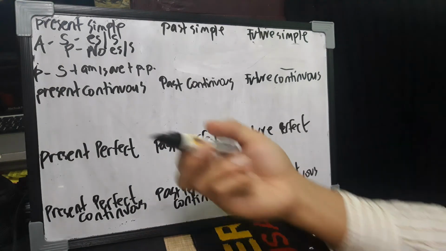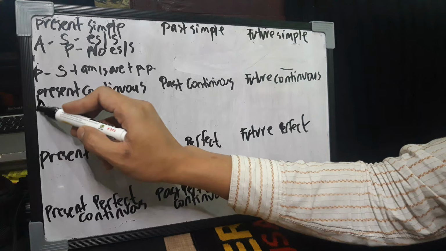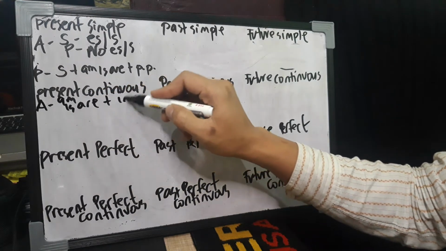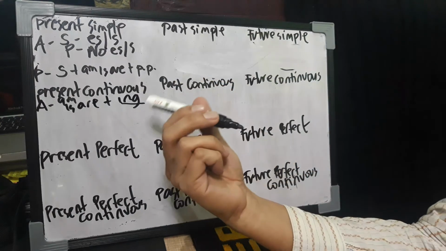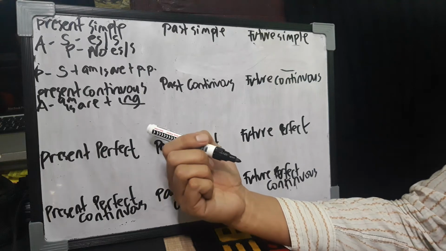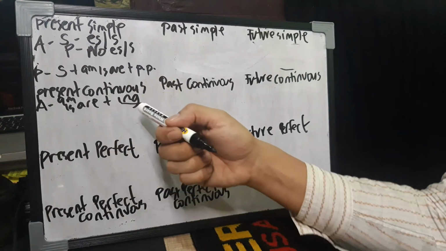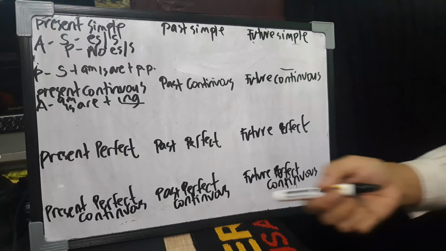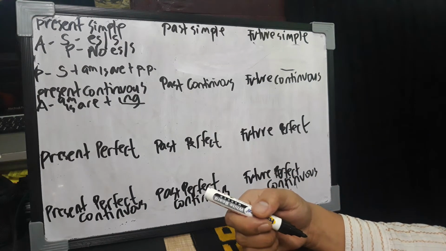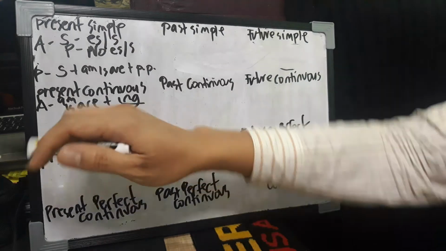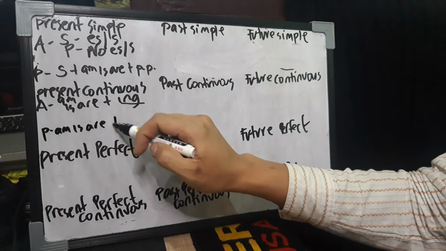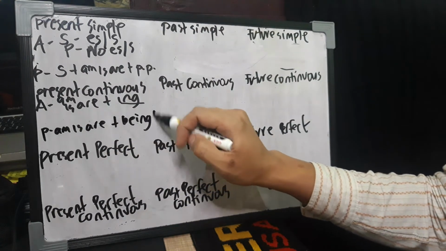Okay, let's go back. Teacher, what is the pattern for present continuous active? We use your am, is, are plus ing. So the ing form of the verb here, guys, is the present participle form of the verb. I repeat, the ing form of all the continuous tenses is always in its present participle form. How about now in the passive? So we use your am, is, are plus being plus PP.